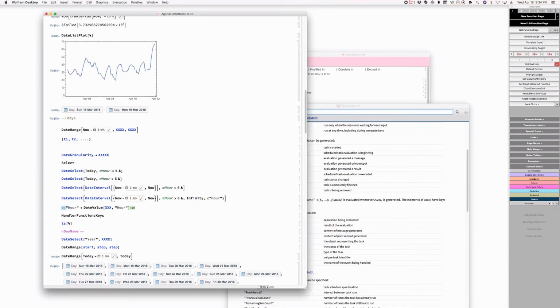Mm-hmm. Now, I'm not sure that even works, because it's hardly as if you can say date value of this date interval, right?